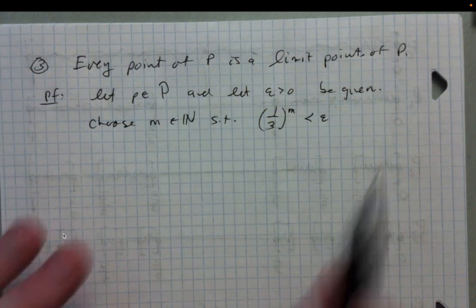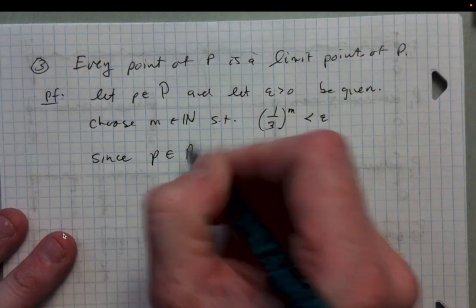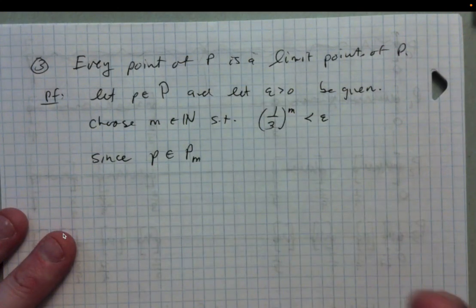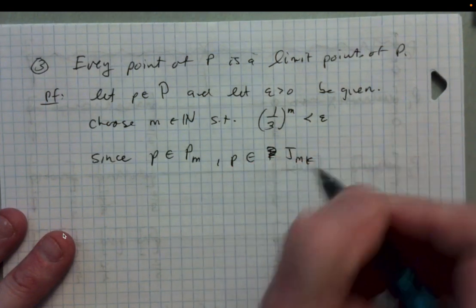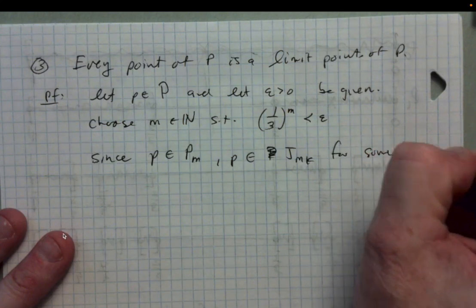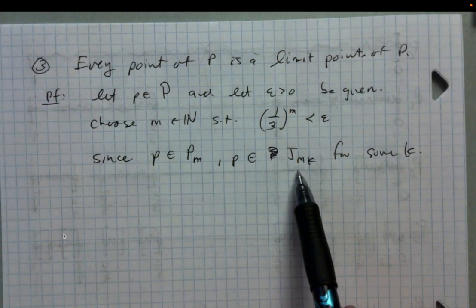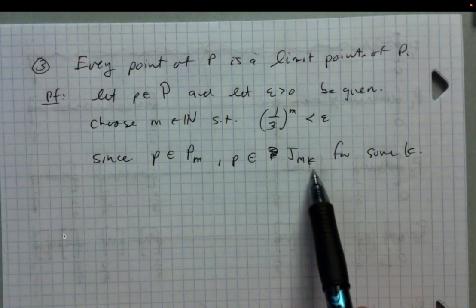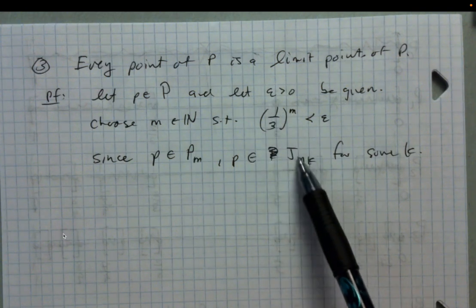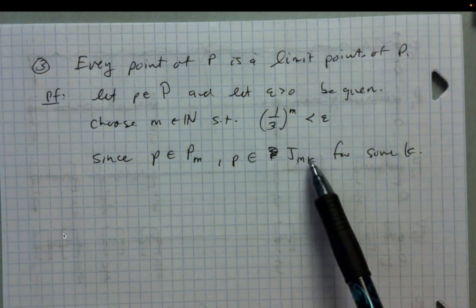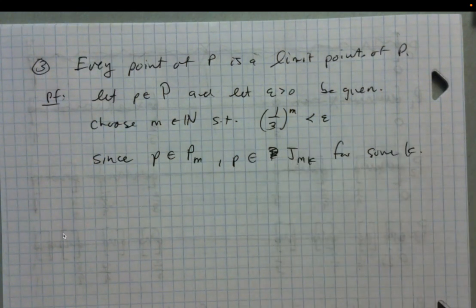Given this, since P is in P sub m, the mth iteration, we would say that P is in J_mk for some k. Remember those J's: the m means we're talking about the mth layer of the Cantor set, and k just means it's one of the subsets. The first iteration has two subsets, J11 and J12, so J_mk just means it's one of the k subsets in the mth iteration.